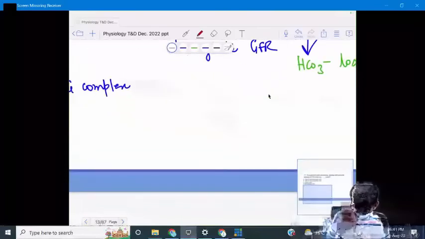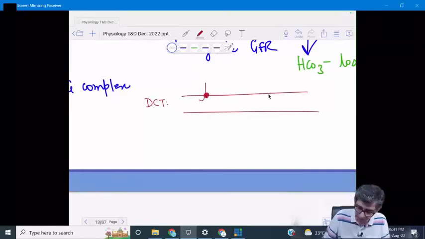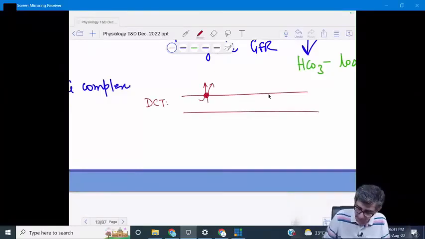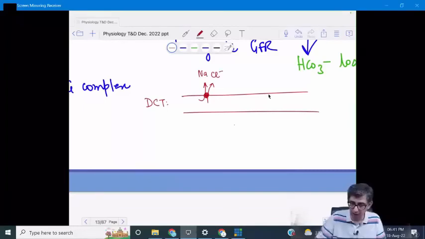In the distal convoluted tubule of the kidney, there is a sodium chloride co-transporter. The sodium chloride co-transporter is the one which is affected by the thiazide group of diuretics. And whenever sodium goes in, then obviously water will also be going in.